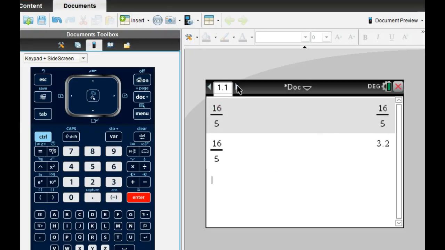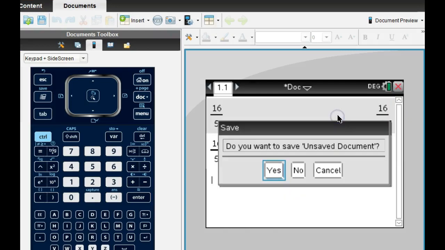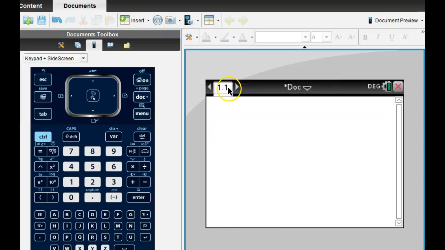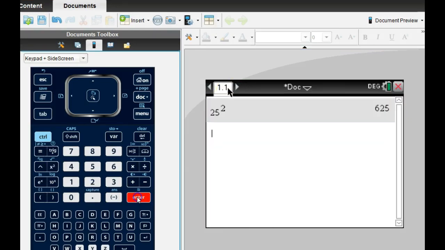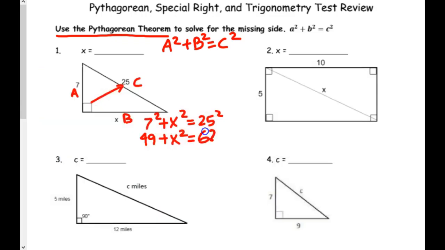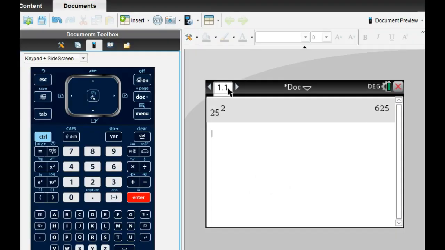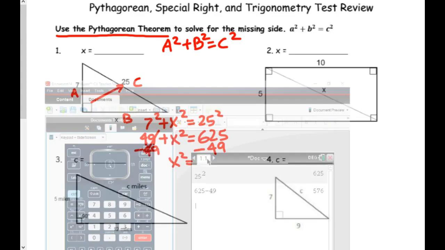25 squared. Now that may not be something we do a lot, but 25 squared is 625. And then notice, x is not by itself. There's a 49 that we need to get rid of. So minus 49. Anytime you have a missing leg, a missing a or b, then you need to subtract. Okay? So 625 minus 49 gives us 576.